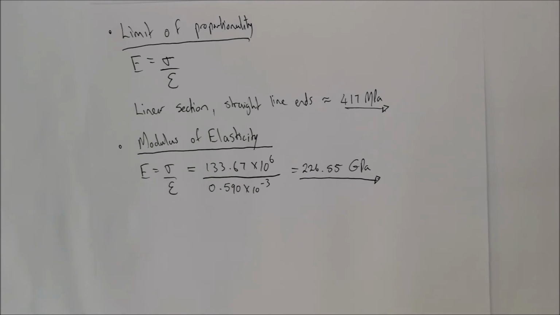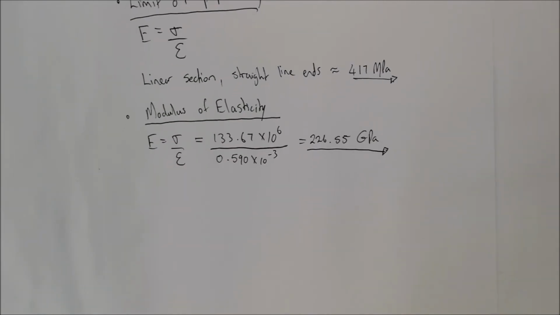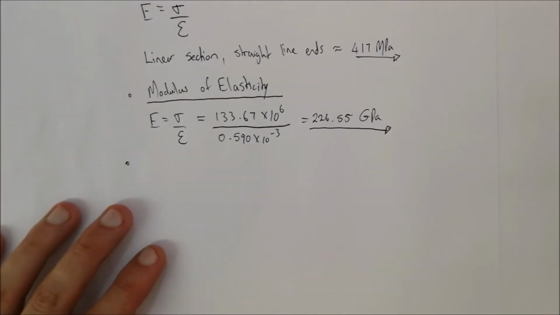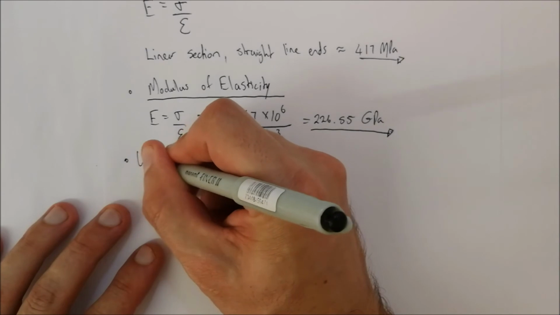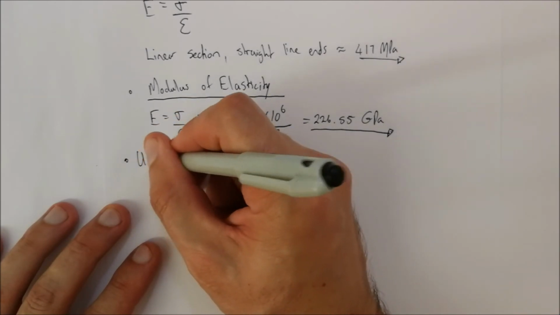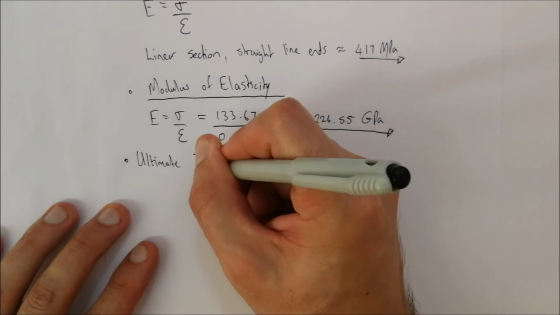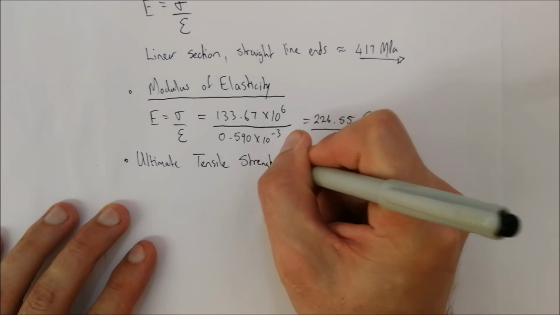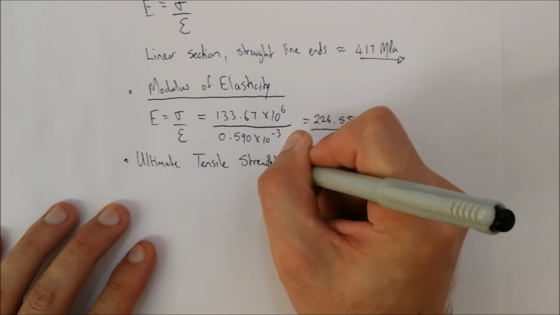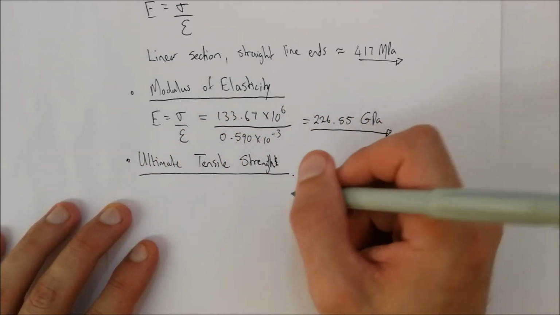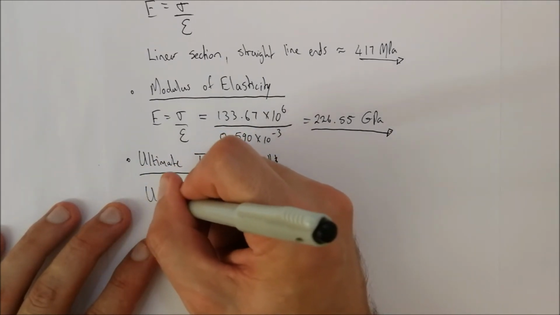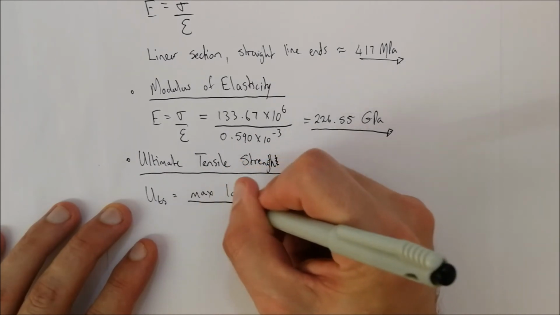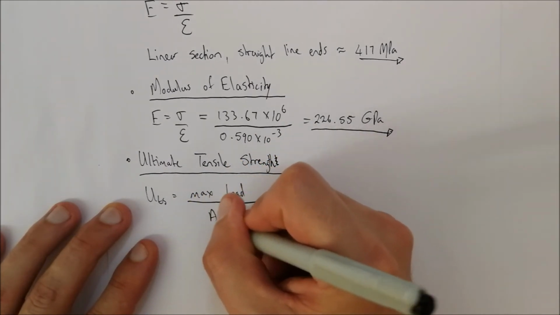Okay, so keep in mind there's any point of the linear section that we're going to be looking at. Now, the next thing that you probably need to find out is the ultimate tensile strength. Remember UTS is equal to the max load divided by the original cross-sectional area.